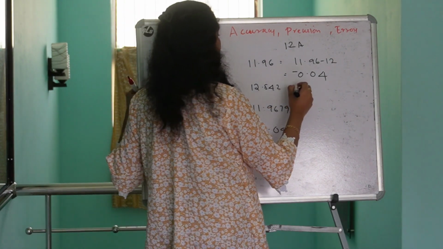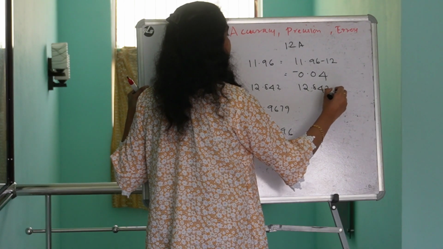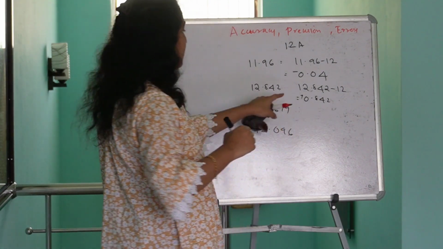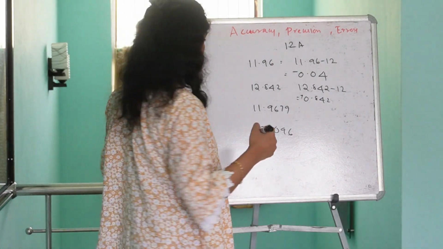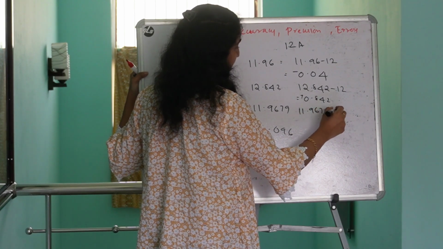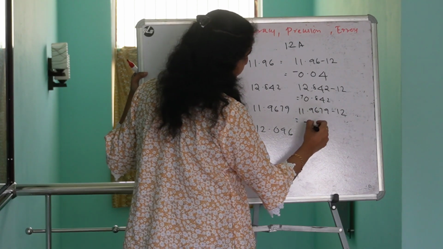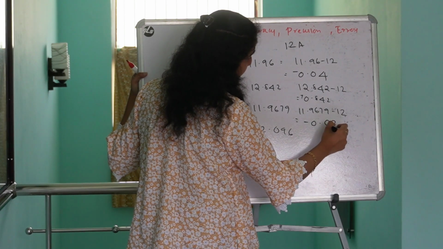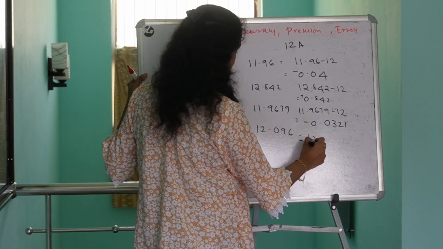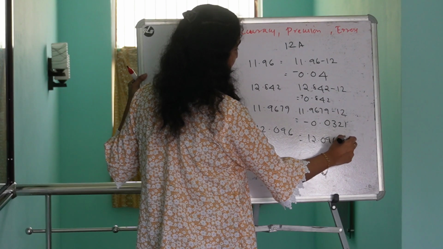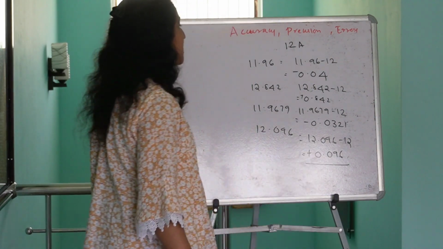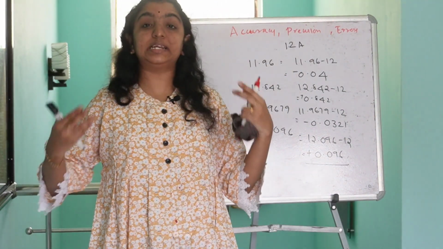Again 12.842. What is the error in this measurement? 12.842 minus 12, that is 0.842. Here we got a positive error because the measured value is greater than the actual value. In the next case the value is less than the actual value, so definitely we will get a negative error, so minus 0.0321. And in the last case the value is greater than the actual value, so we will get a positive value, 0.096. This is how we find the error in the given measurements.